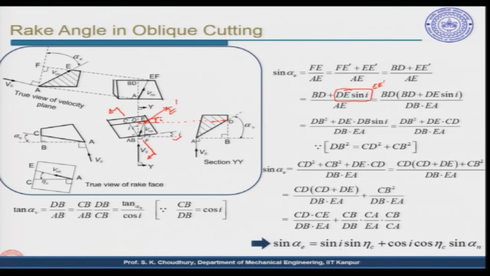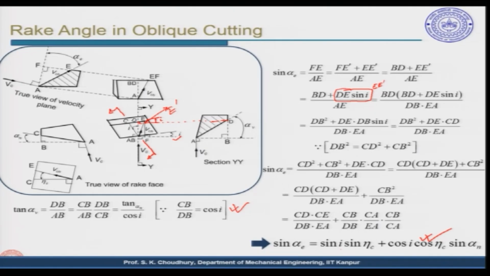And the effective rake angle, once again, is the angle between the rake face and a line perpendicular to the cutting velocity vector, measured in a plane where both the cutting velocity and the chip velocity vectors exist. After that it is simple geometry, and through the geometry you can find out the relationship between the angles alpha e and alpha v. This is the idea of the rake angles in oblique cutting overall. I hope this is clear.